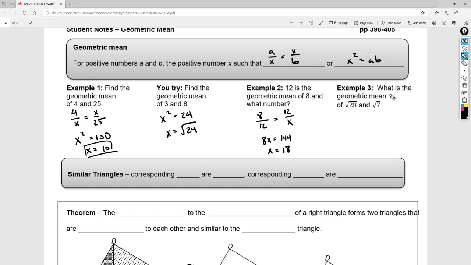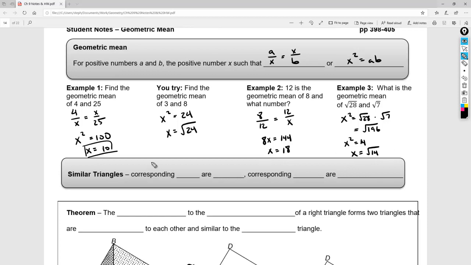Okay, and then last one, what is the geometric mean of root 28 and root 7? So we're going to multiply these together. So root 28 times the square root of 7, that is the square root of 196, which, if you have your perfect squares memorized, this is 14. So x would be the square root of 14.